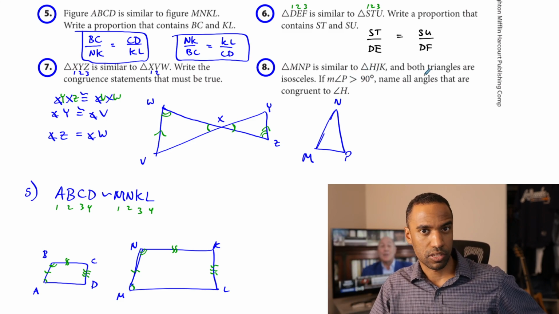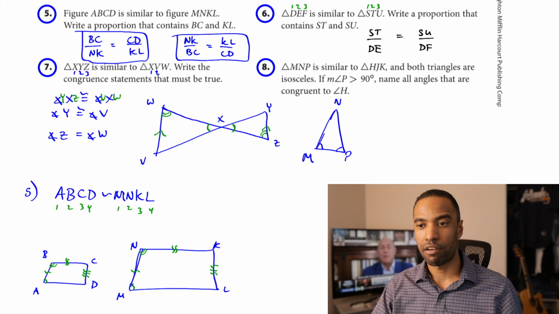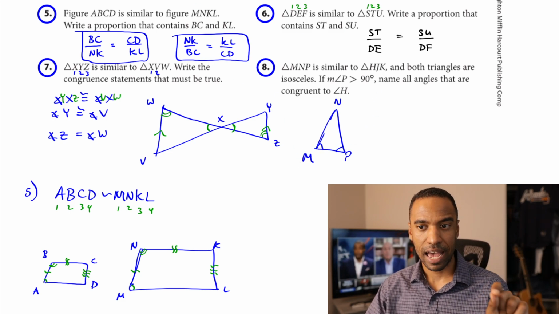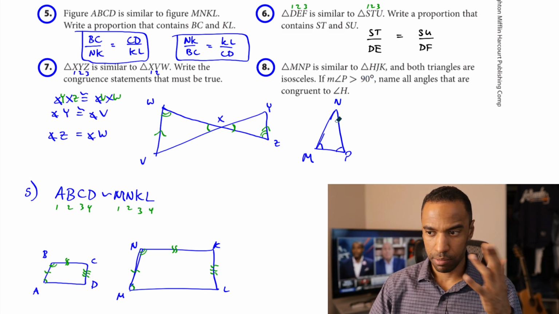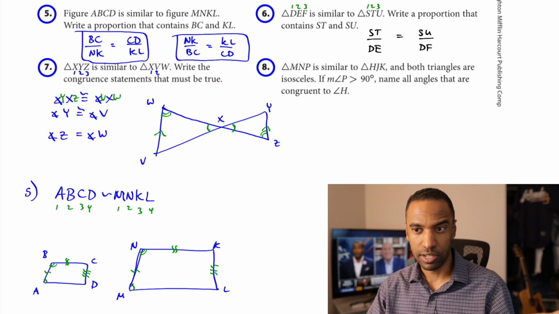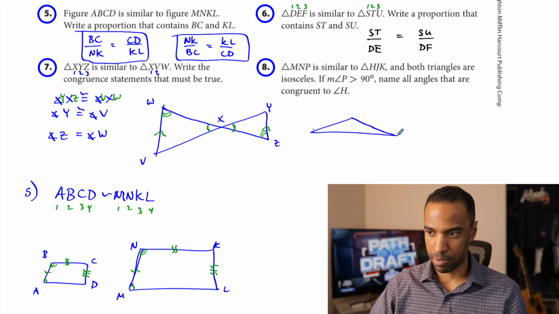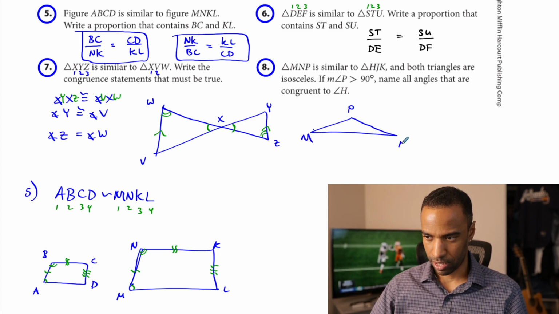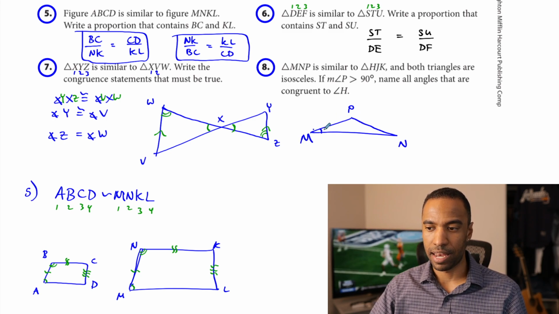What's interesting is that P cannot be one of the base angles of an isosceles triangle, because base angles are congruent, and you can't have an isosceles triangle with more than one 90-degree angle. So P being the only angle over 90 degrees means P is the vertex angle. Another way of drawing this: P might be this guy right here, so maybe this is triangle MNP. P is greater than 90.